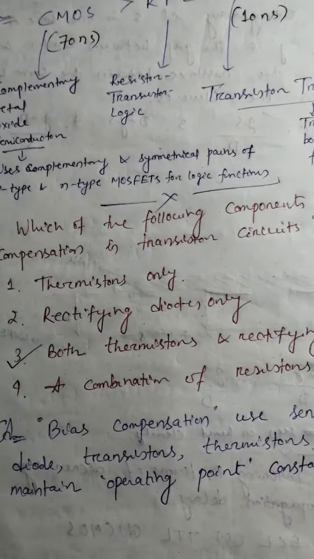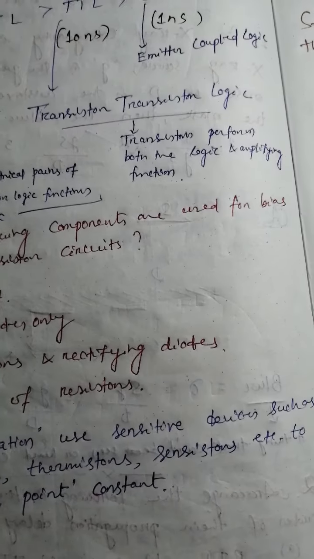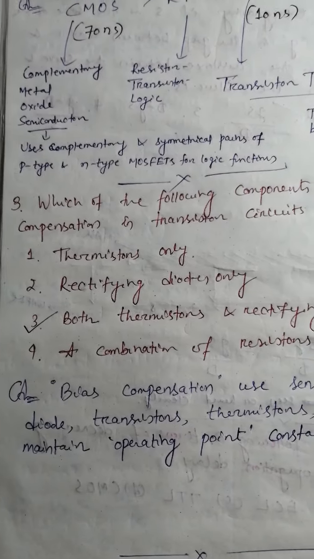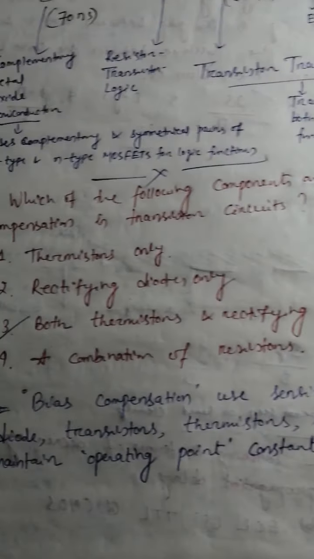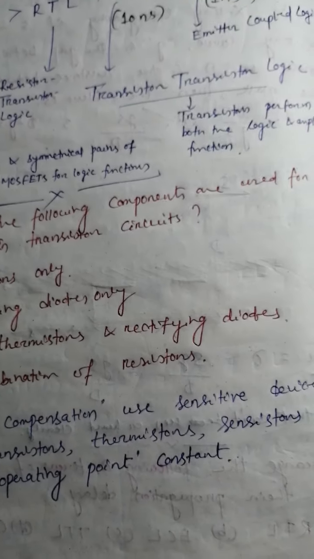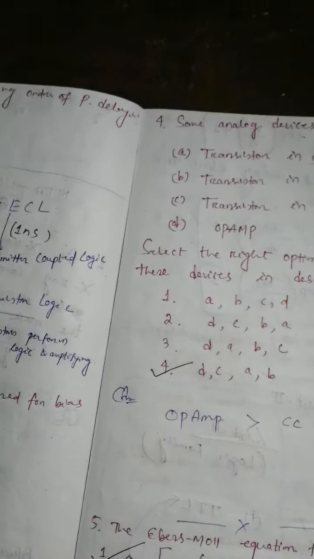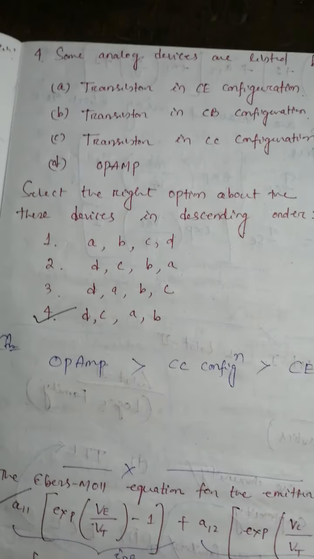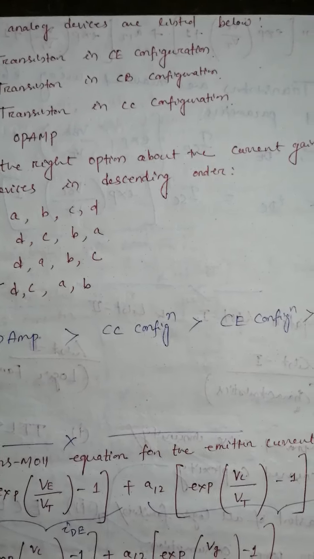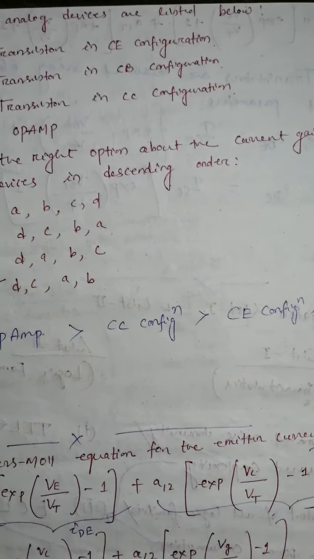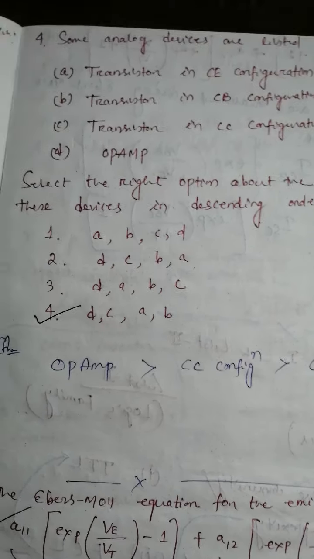Fine. In the explanation part, we can read: bias compensation uses sensitive devices such as diodes, transistors, thermistors, sensistors, etc. to maintain the operating point constant. Okay, just remember these things. Fine. Next I will go to question number 4. Question number 4 says some analog devices are listed below. A. Transistor in CE configuration. B.